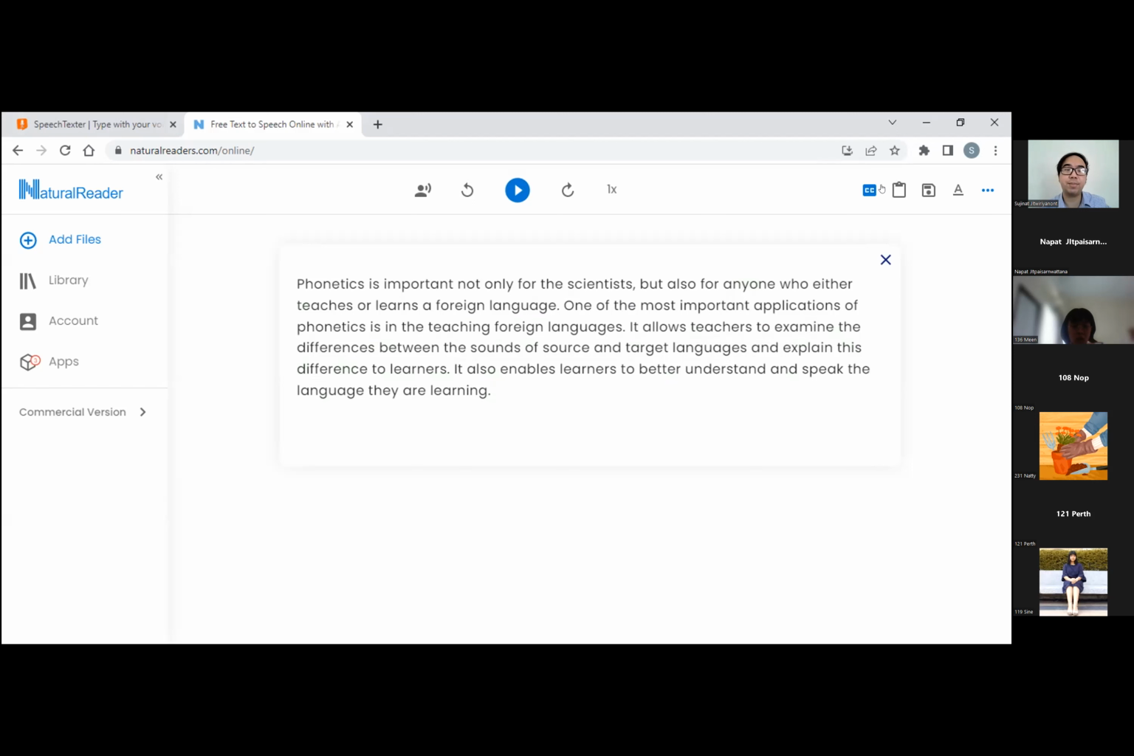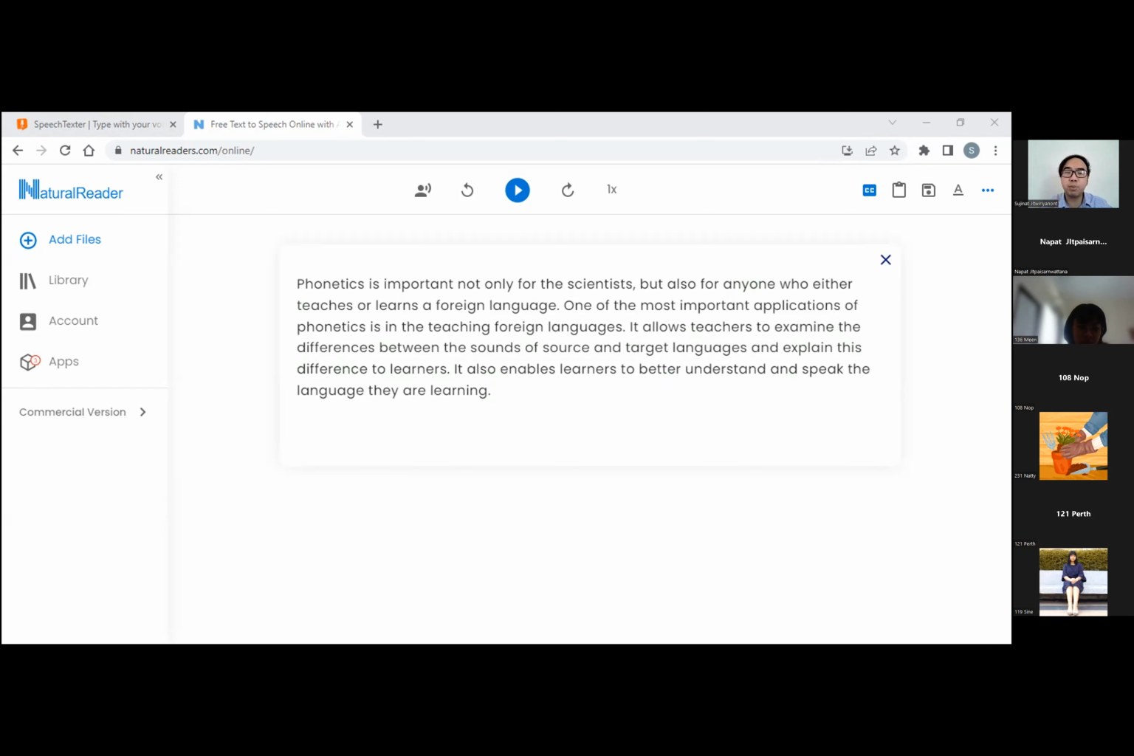Is it natural? What do you think? It is natural? Natural, but the voice is a little bit monotonous. Yes, it is a little bit monotonous, but it is to show the distinctive features.